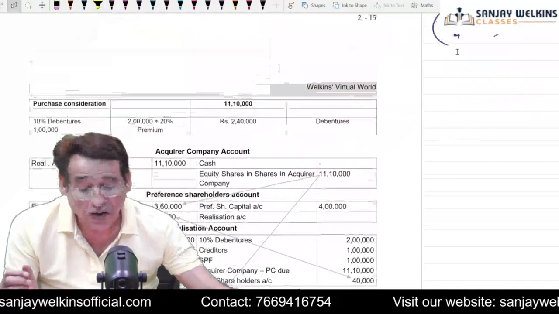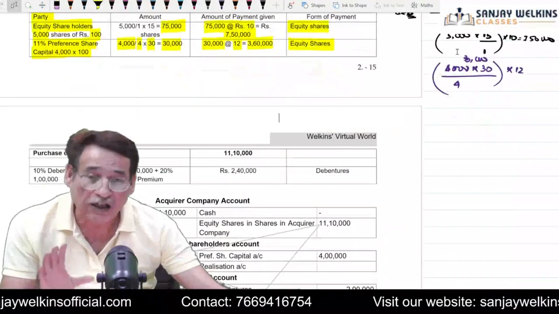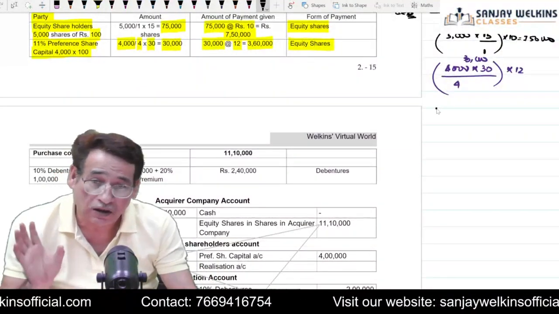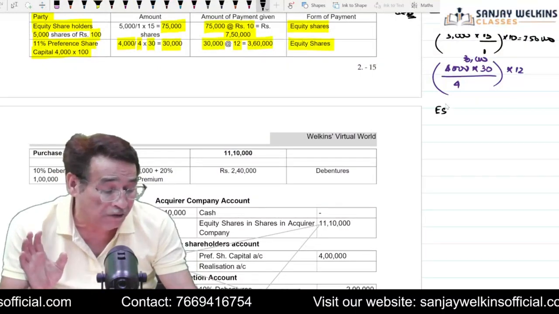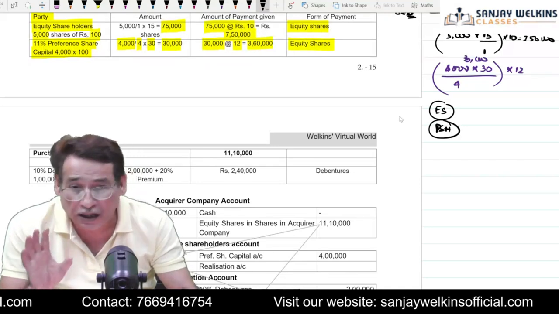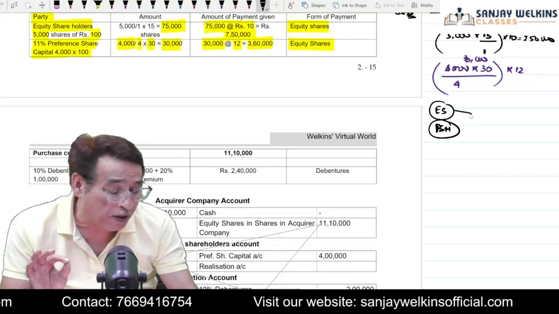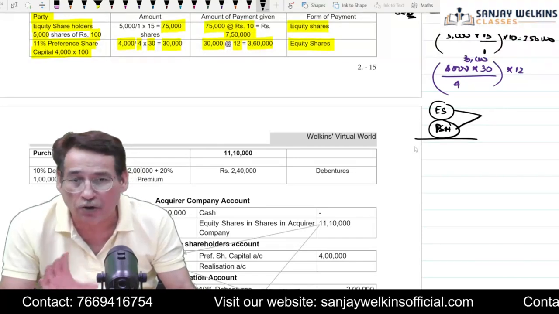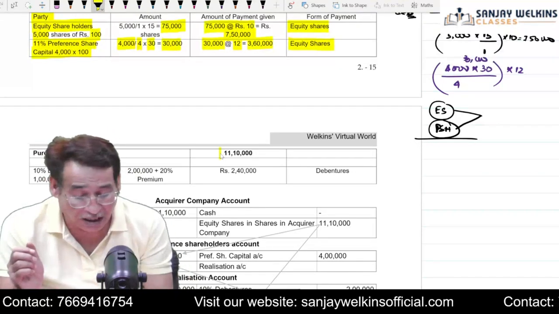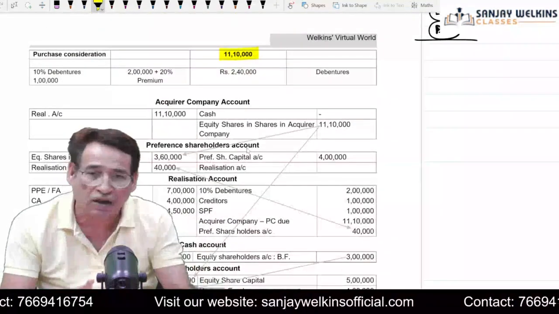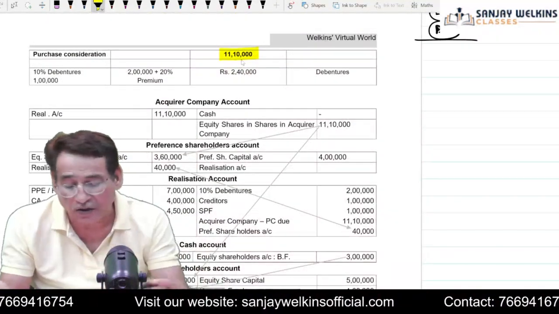Now, we will see later on that under the net payment method, only payments received by equity shareholders and preference shareholders of the acquiring entity, only payments given to shareholders of the acquiring entity, will constitute the amount of purchase consideration. So that is why I have written here purchase consideration 11 lakh. Is it clear to you or not? Right, sir, it is absolutely clear.